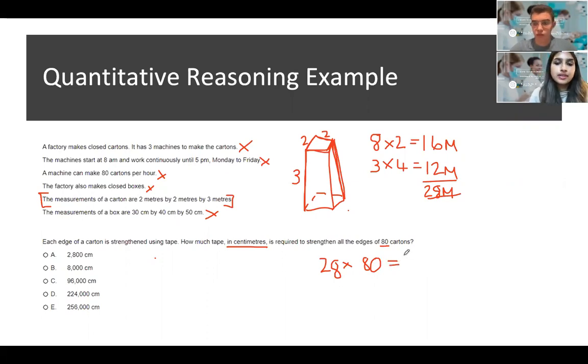So if you guys have done that calculation, 28 times 80 is 2,240. Remember, this is in meters, okay? So now this is our answer. We need to be able to convert that into centimeters, because this is what the question asks for, okay? So we know 1 meter is 100 centimeters, okay?